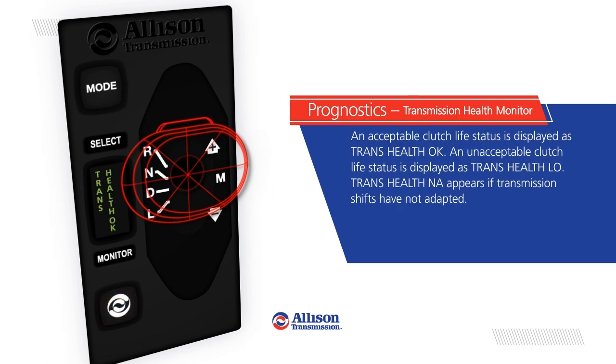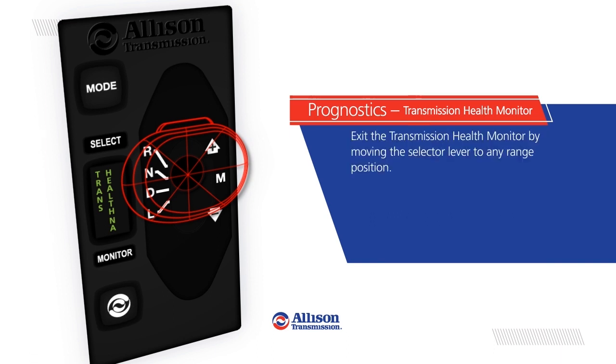An acceptable clutch life status is displayed as Trans Health OK. An unacceptable clutch life status is displayed as Trans Health Low. Trans Health NA appears if transmission shifts have not adapted. Exit the Transmission Health Monitor by moving the selector lever to any range position.